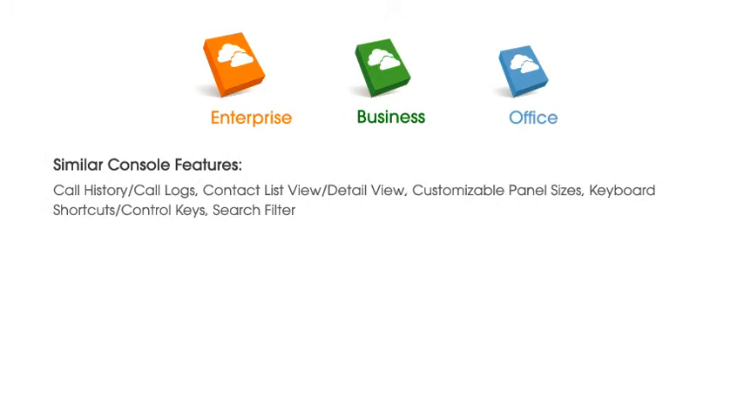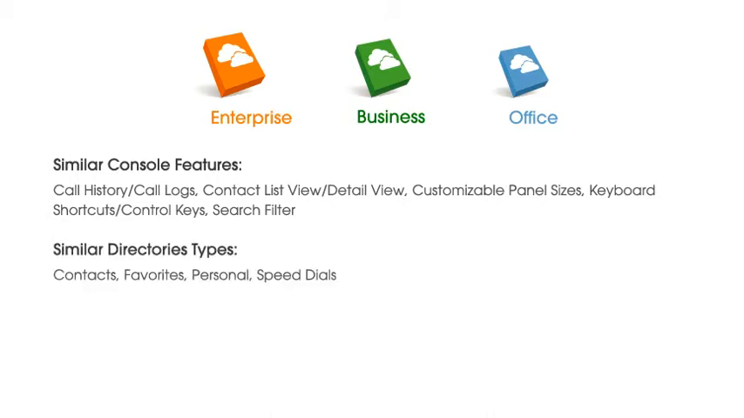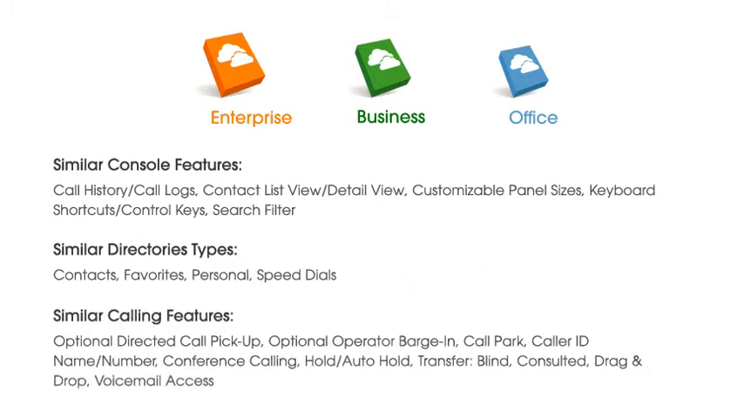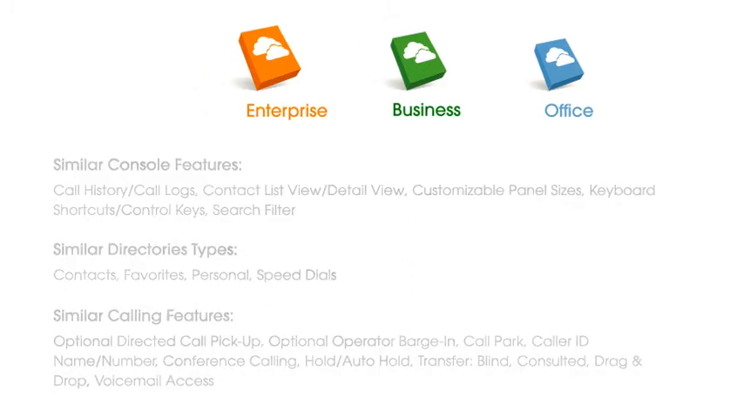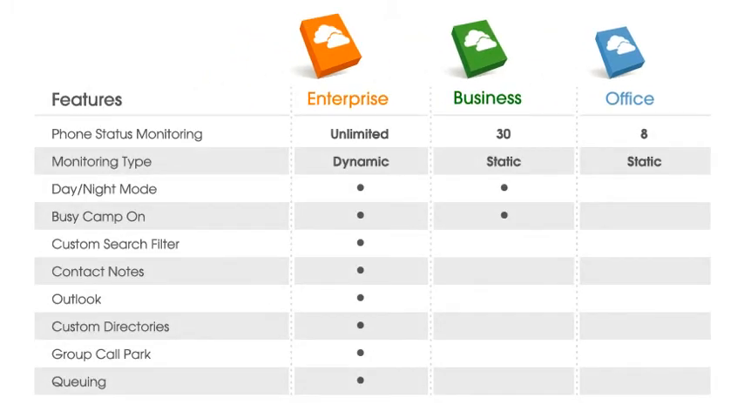Each has console features that allow our customers to search on and customize the way they view their contacts and records, multiple directory types to organize contacts and favorites to maximize efficiency, and calling features that provide any size business the tools they need to operate like a large corporation. Depending on your customer's requirements, these features might help determine which version your customer needs.